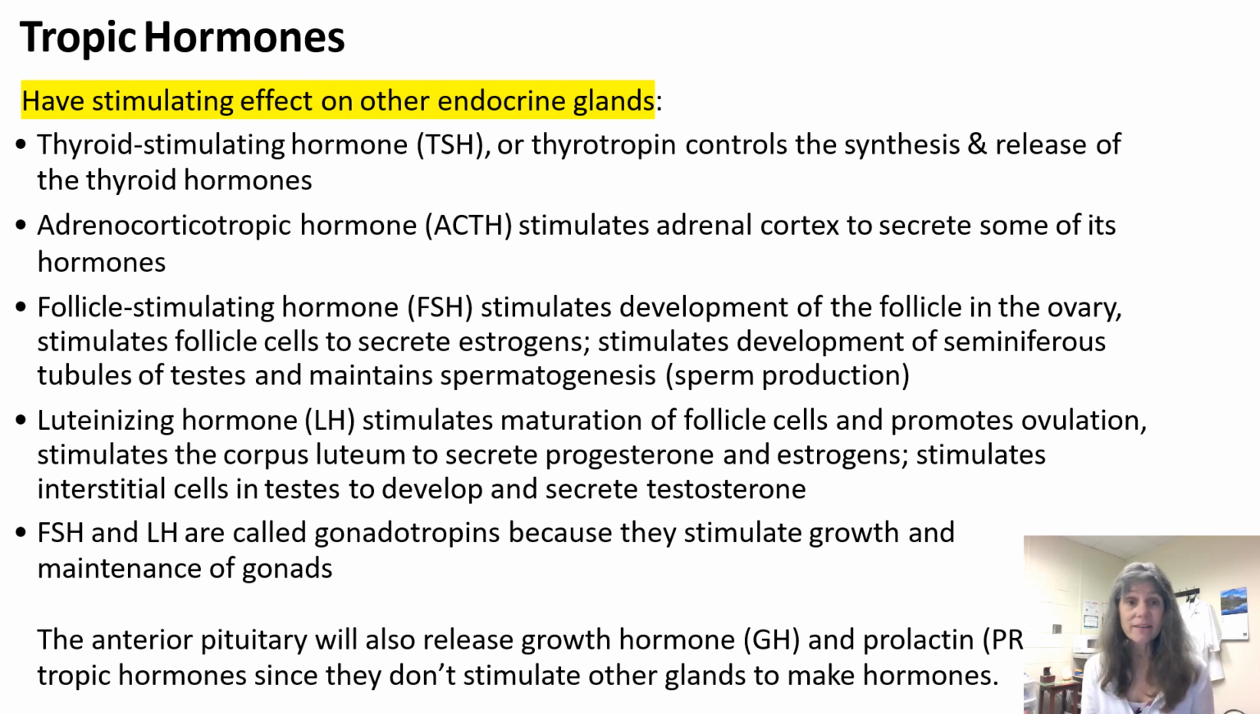Here's another slide about tropic hormones. They have a stimulating effect on other glands, and basically thyroid stimulating hormone, or thyrotropin, is going to control the production and release of thyroid hormones. Adrenocorticotropic hormone, or ACTH, is going to stimulate the adrenal cortex to secrete some of its hormones.